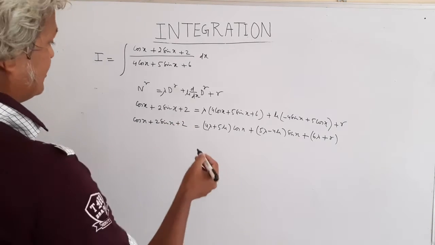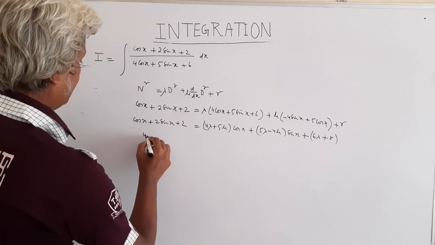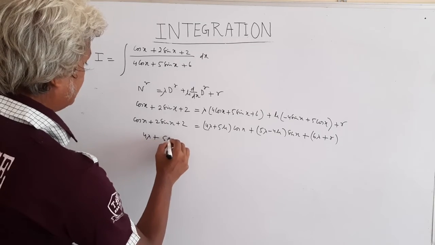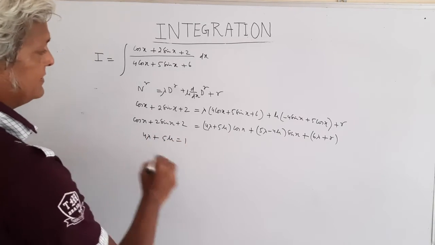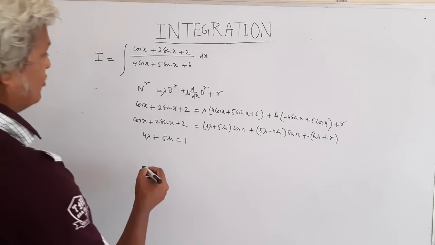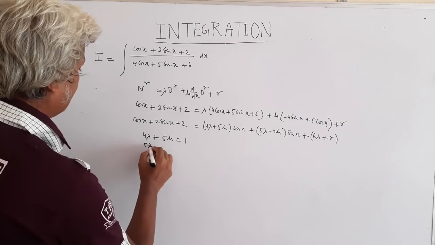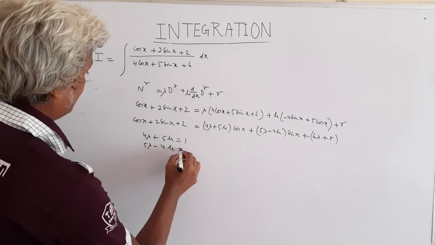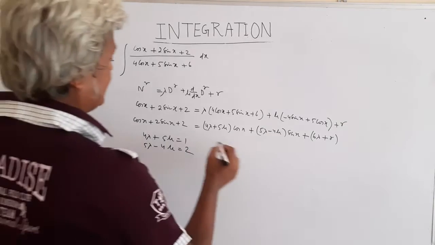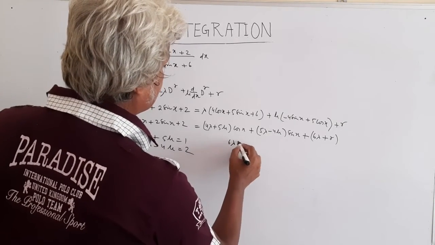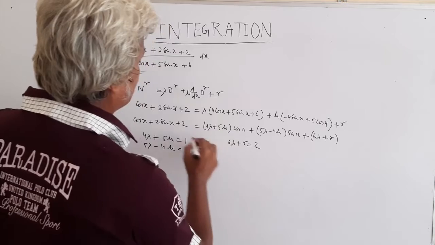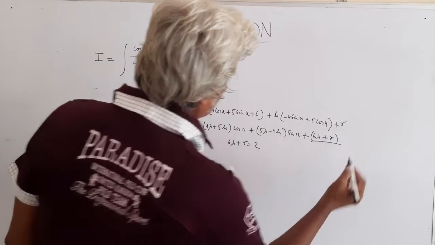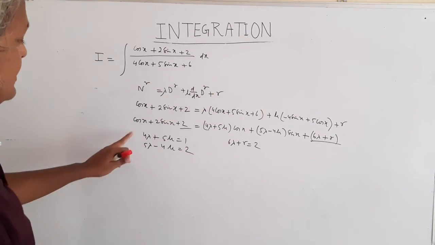So now you compare the coefficients. You get 4 lambda plus 5 mu as 1, 5 lambda minus 4 mu as 2, and then the last equation is 6 lambda plus r is 2, the constant term with the constant term. Now first I have to solve these two equations.